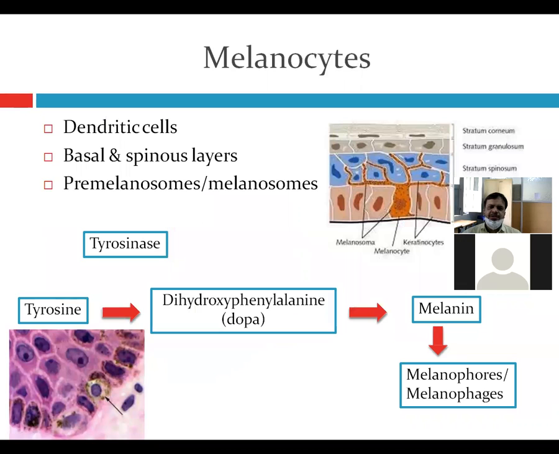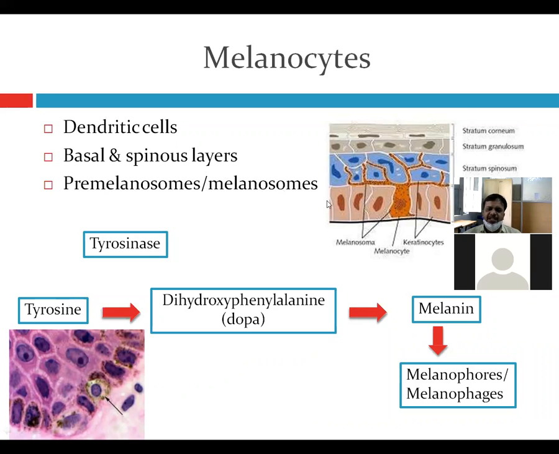Now coming to melanocytes. These are nothing but dendritic cells. Usually melanocytes are present in your basal layer and your spinous layer, in large amounts. The pre-melanosomes or melanosomes are the structures which consist of your melanin. So whatever gingival pigmentation we see in gingiva is mainly due to these melanocytes.